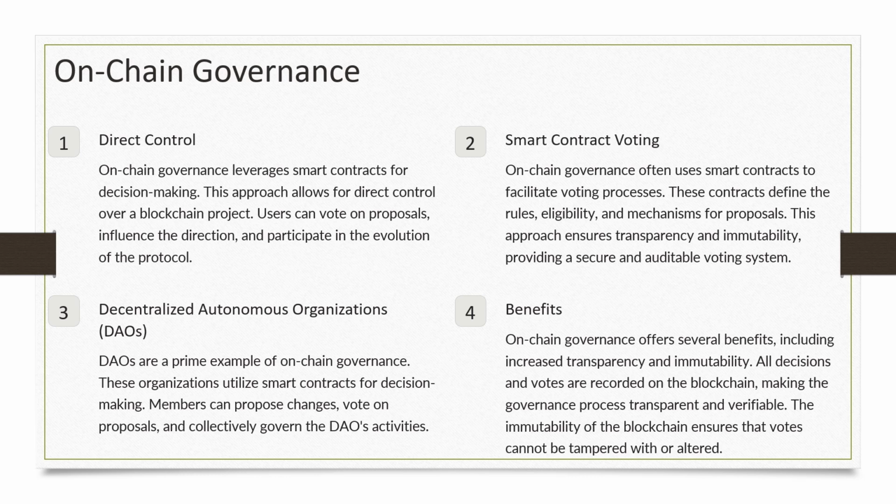On-chain governance uses smart contracts to facilitate direct control over a blockchain project. This approach allows users to vote on proposals and influence the project's direction. Decentralized Autonomous Organizations, or DAOs, are prime examples of on-chain governance, where decision making is controlled by smart contracts and managed by token holders. On-chain governance offers increased transparency and immutability, ensuring that all decisions and votes are securely recorded on the blockchain, making the process verifiable and tamper-proof.